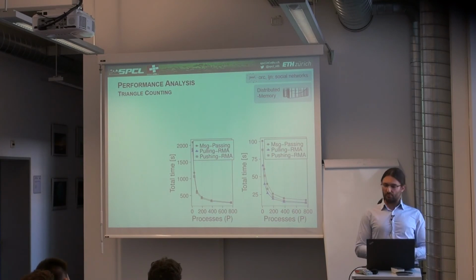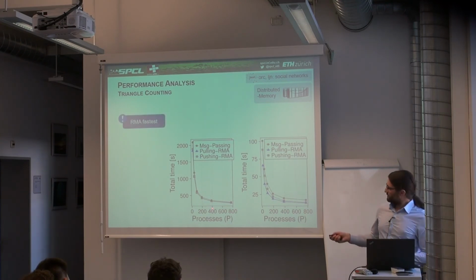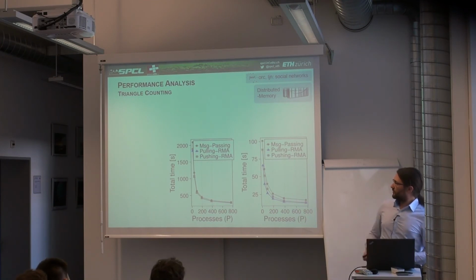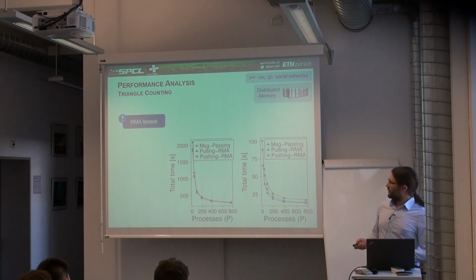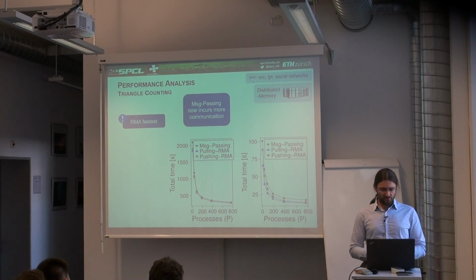And now for triangle counting. Again, we have two plots for two graphs that we count triangles on, with the same parameters and the same labels on the axes: the number of processes and the time to perform the whole triangle counting on a given graph. And this time you can see that RMA is by far the fastest, and this is very interesting. Why is it the case?